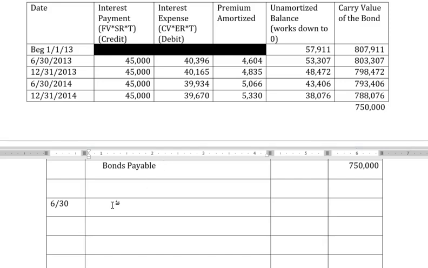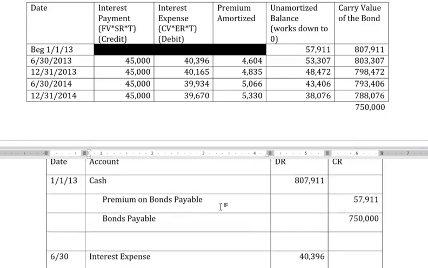So the amortization amount, depending on if it's a discount or a premium, will flip-flop. So let's just do what we know for a fact. We know we need to debit interest expense. And we're going to debit that account for $40,396. That's the amount of interest expense on this first interest payment. We know we need to go in and we need to credit cash because we're making the interest payment of $45,000. Now, remember, what happens to the premium as we go through? Well, the premium is reduced. Well, what did you do at the beginning? You credited the premium for $57,000.